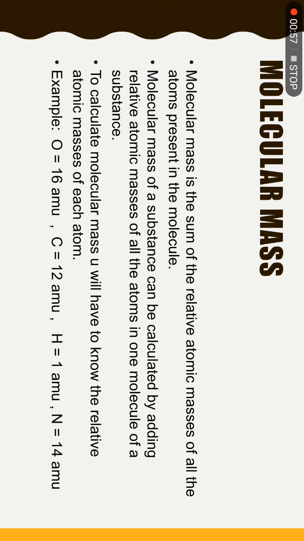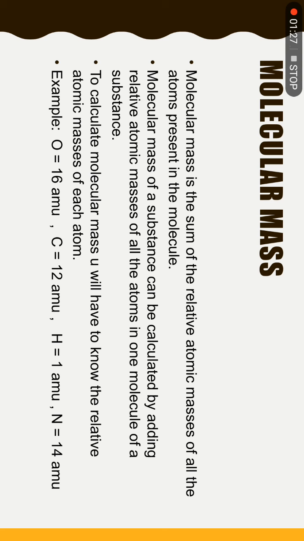Molecular mass is the sum of the relative atomic masses of all the atoms present in the molecule. What is relative atomic mass? We have learned that the relative atomic mass of an element is the mass of an atom of an element relative to 1/12 of the mass of a carbon-12 atom. So every element has a specific relative atomic mass.